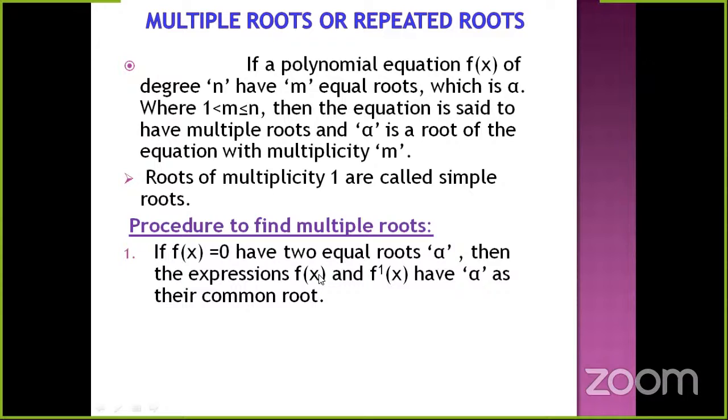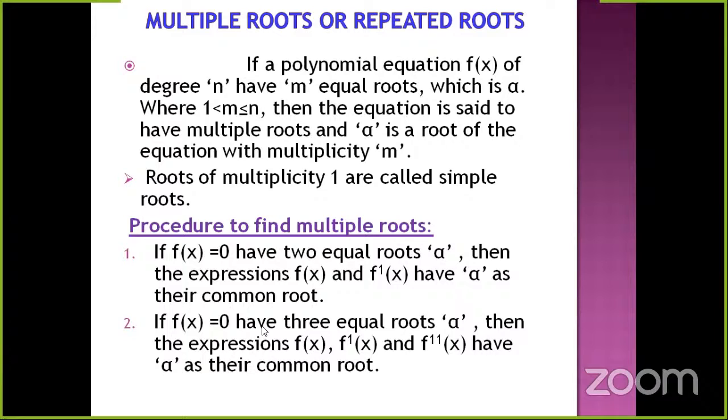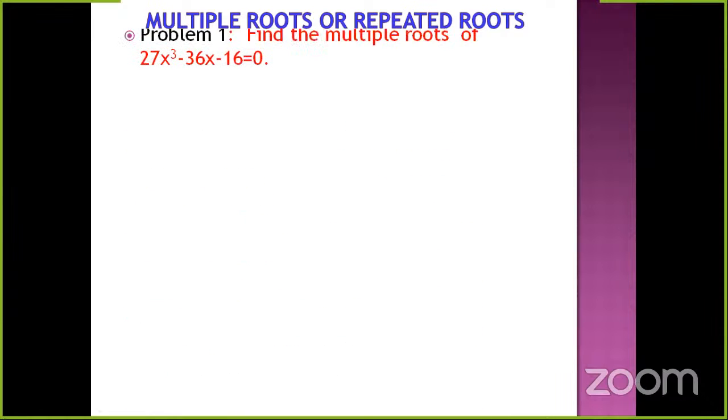Then the expressions f of x and f dash of x. What is f dash of x? That is the derivative of f of x. Okay. If f of x and its derivative expression have the same root, that is alpha, then alpha is said to be the root of f of x occurring twice. Similarly, if f of x is equal to 0 has three equal roots, here alpha is occurring three times, repeating three times. Then the expressions f of x, f dash of x, and f double dash of x, that is the double derivative of f of x, have alpha as their common root. Now let us check some problems to understand this concept.